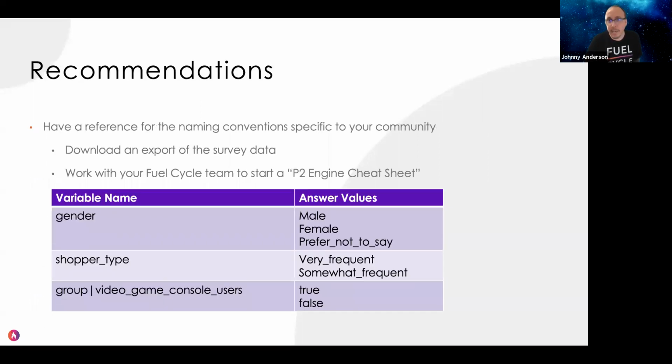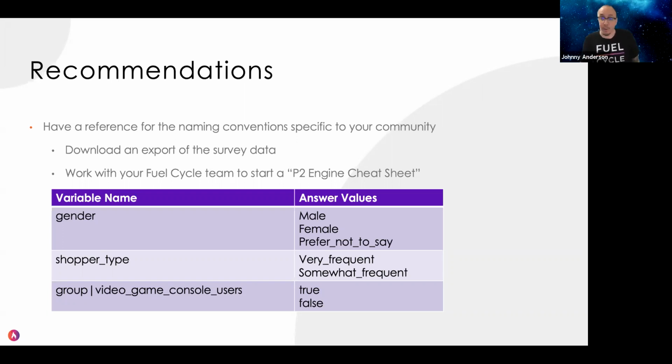Lastly, a few recommendations as we go forward with this. We recommend having a reference sheet, particularly for the naming conventions that are specific to your community. The way that we're going to show you how we pull this in will require very particular spellings and capitalizations and spacings. So having a reference sheet as you're pulling this in will definitely come in handy. You can do this one of two ways. You can either download an export of your survey data from SurveyGizmo, which we're definitely going to recommend initially.